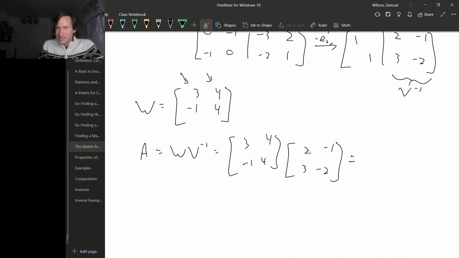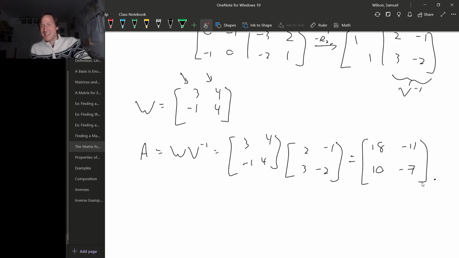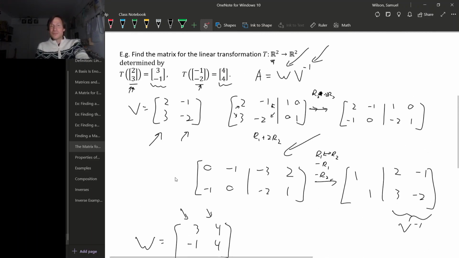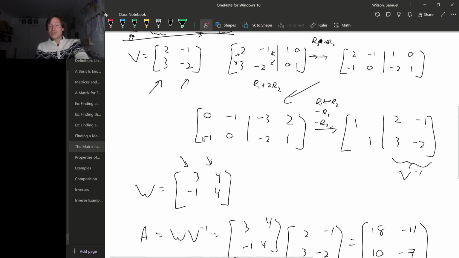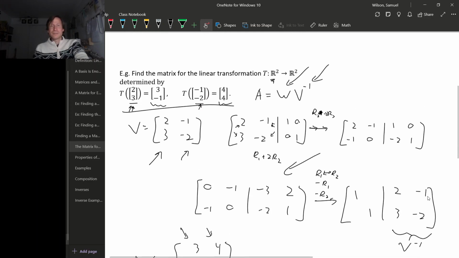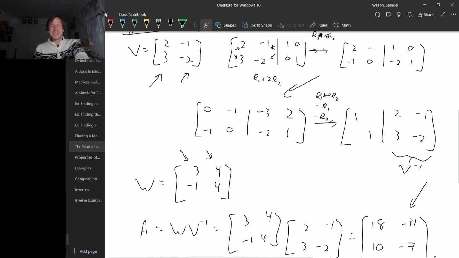So this is, let's see, 6 plus 12 is 18. And then minus 2 plus 12 is 10. And then for our second column, minus 3 minus 8 is minus 11. And then 1 minus 8 is minus 7. Okay, so I'm not super confident that I didn't make any arithmetic mistakes, but I hope you get the idea. So this linear transformation that we started with is actually determined by this matrix, which, I don't know, these numbers seem so big that it seems implausible.